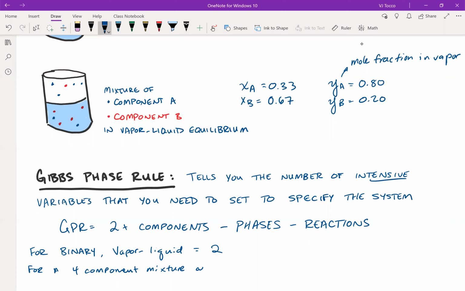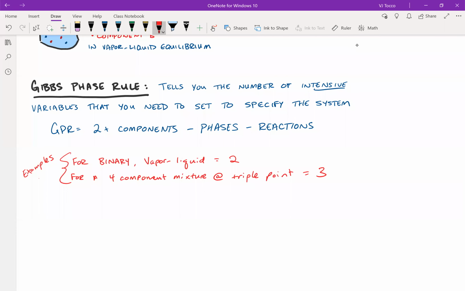Mixture at triple point, I have 2 plus 4 minus 3 is equal to 3 intensive variables that I have to set in that situation. So what do I mean when I say intensive variables? Take our binary vapor-liquid equilibrium example, with degrees of freedom equaling 2. What does that mean? Remember, an intensive variable is a variable that does not depend on size.